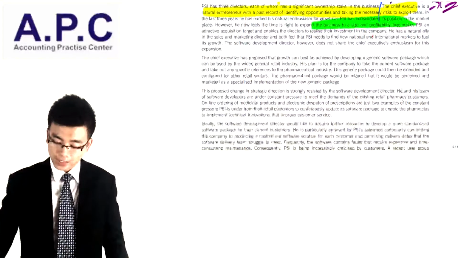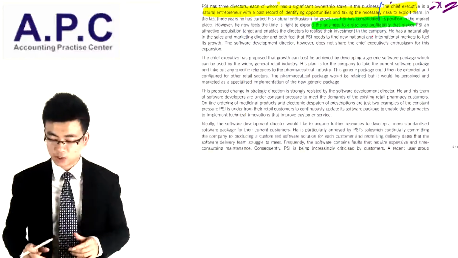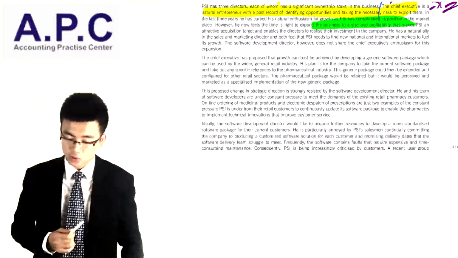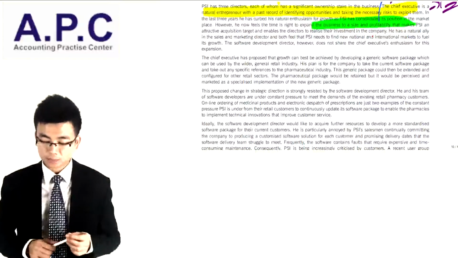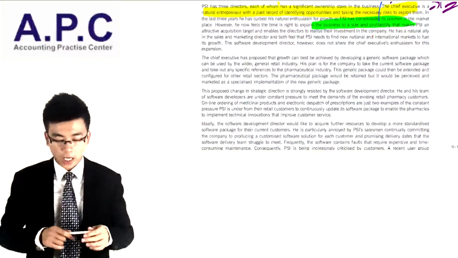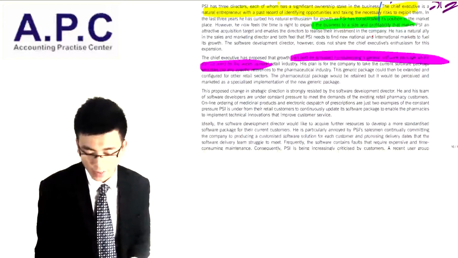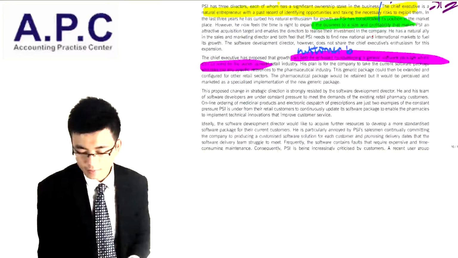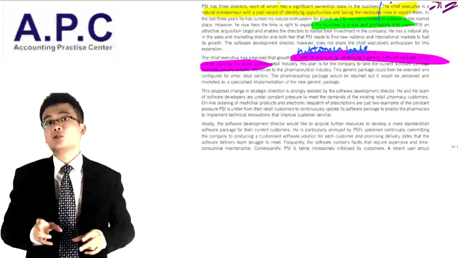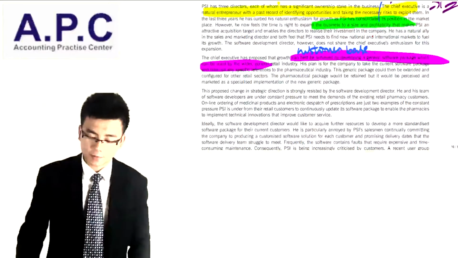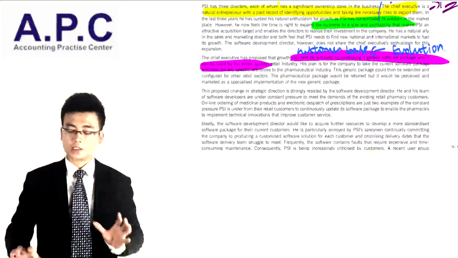Okay? So next of our paragraph then. The chief executive has proposed that the growth can be achieved by developing a generic software package which can be used by everybody in the industry. Okay, so from this comment's perspective, because the CEO is proposing to change its customer base, it is not an adaptation change anymore, it is the evolution change. Okay, so from that perspective, we can argue that it is the evolution change because it's a big change, because it's changing the customer base of the company.